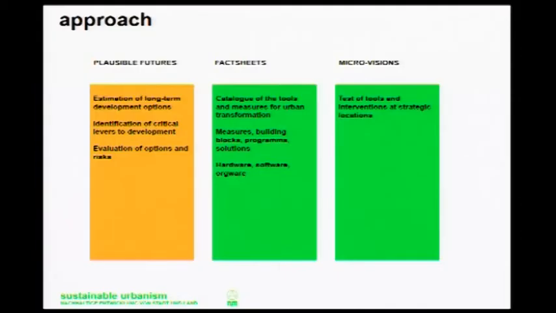But the approach is basically like a matrix where we look at the plausible futures. We look at what we call fact sheets, like the realities of the site and possible measures that seem plausible, that seem useful to achieve goals, but they could potentially even exclude each other. Some of them might work in all of those futures, and some of them might only work in one or two of them. And then we tested that in microvisions, where we asked what the different areas of the site want if you develop them.